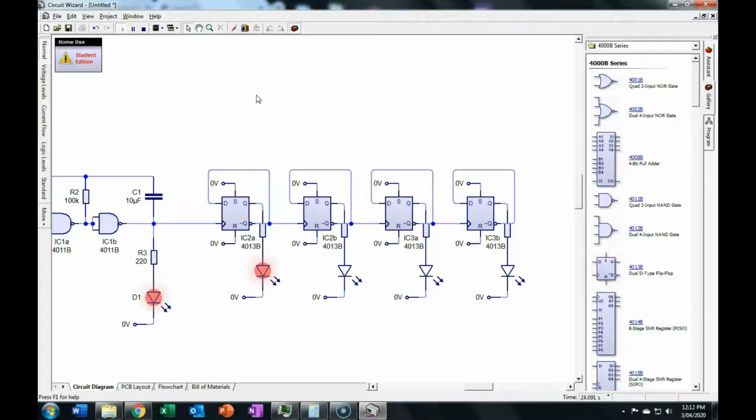At least it's following the right count sequence. So 1, 2, 3, 4, 5. Skipped one there.